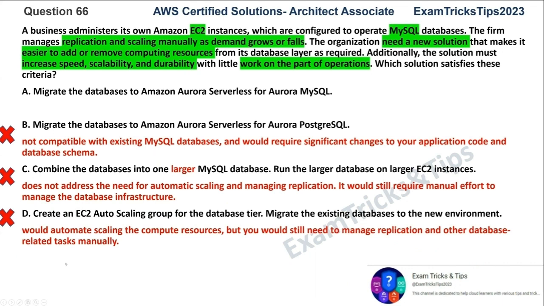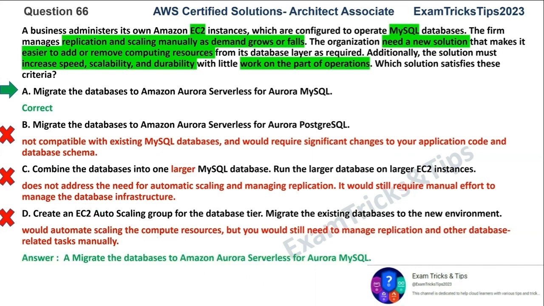So that's wrong. And that leaves us with option A: migrate the database to Amazon Aurora Serverless for Aurora MySQL. Now, as you can see, this is Aurora MySQL, not PostgreSQL, so it's correct. It's basically similar to option B, but it's the right SQL technology. It's serverless, so it will be self-managed and scalable, and you don't have any operational overhead to manage the solution. So this is the correct answer. We will dive into the details of characteristics and advantages of this particular option on the next slide. So let's go over it.